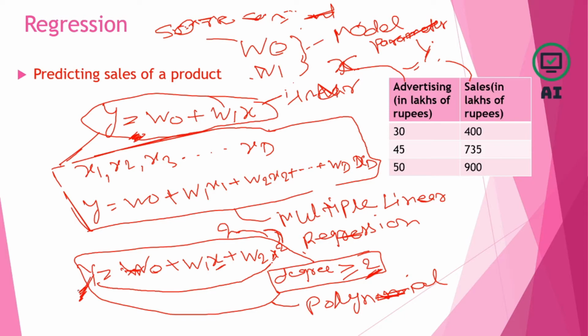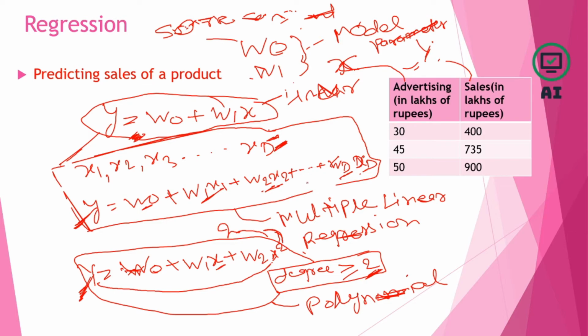Let's suppose there is more than one feature for a given problem. There are, say, d features. You can see here, this is d features, and say y is linearly related to x. Then x1, x2, up to xd are the features. Then y can be written as w0 plus w1x1 plus w2x2 up to wd xd, because there are multiple variables.